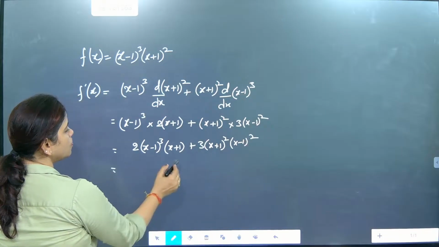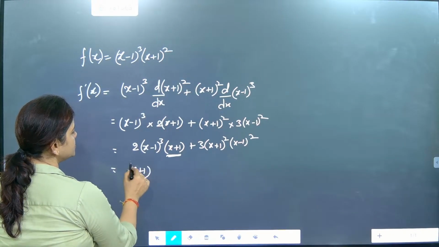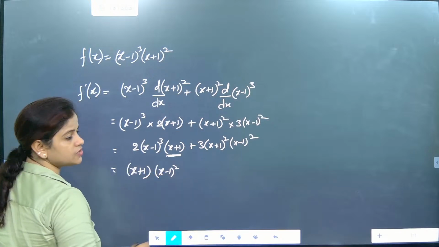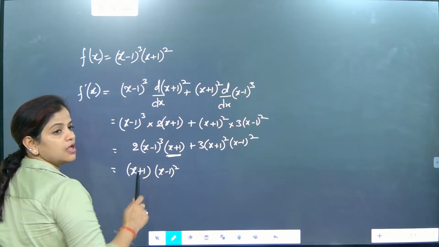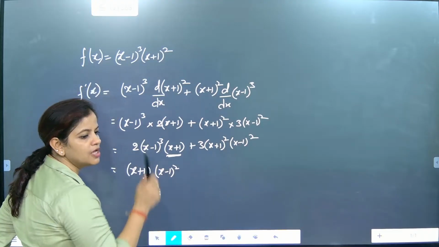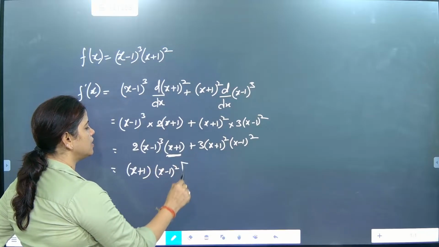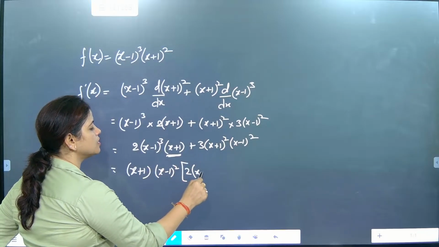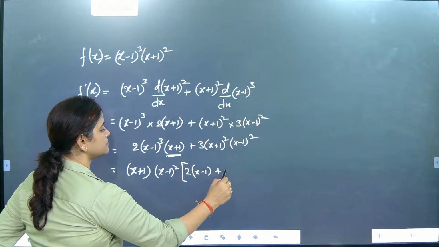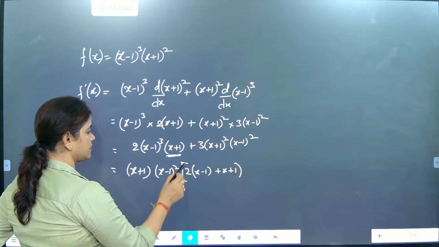So what we will do, what is the lowest one? The lowest one is (x plus 1). (x plus 1) lowest one we took out, and (x minus 1) whole square is the lowest one. What is the lowest one? Vishwa, check here beta. (x minus 1) whole square, (x minus 1) whole cube. The lowest one is which one beta? (x minus 1) whole square. Taken out. What is left is 2(x minus 1), and here what is left is (x plus 1).